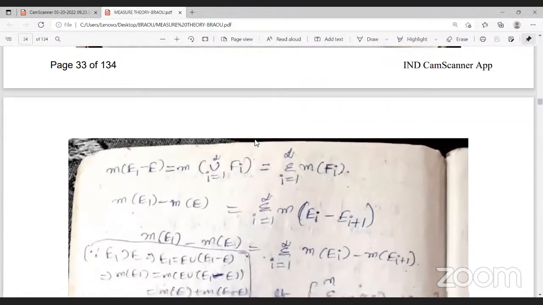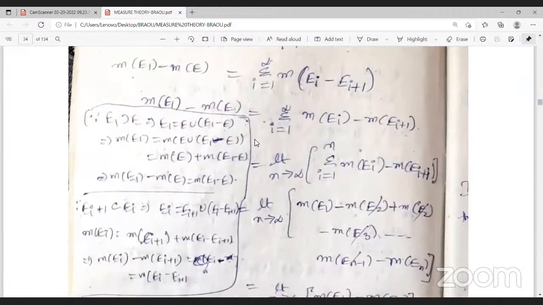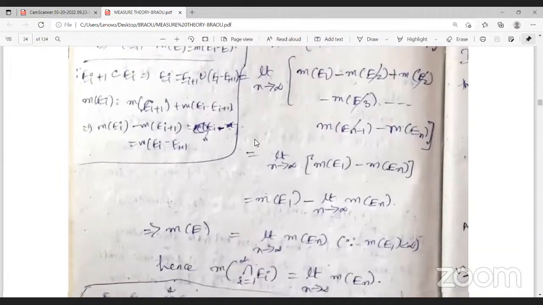Very important this theorem. Limit n tends to infinity of this one.